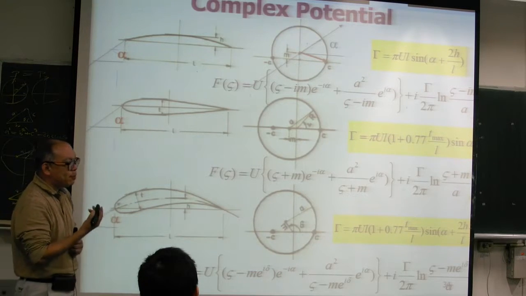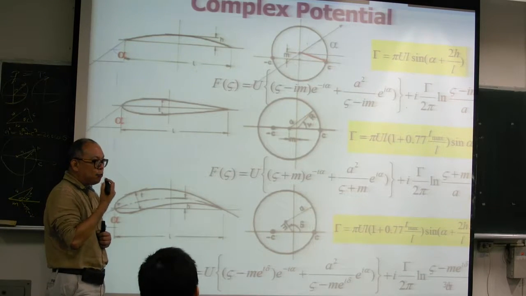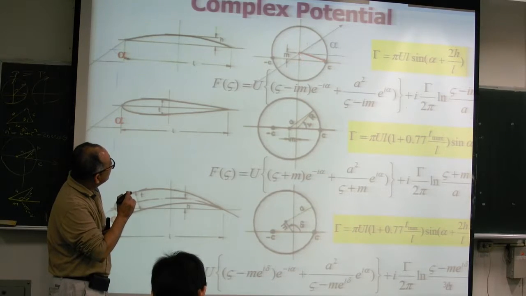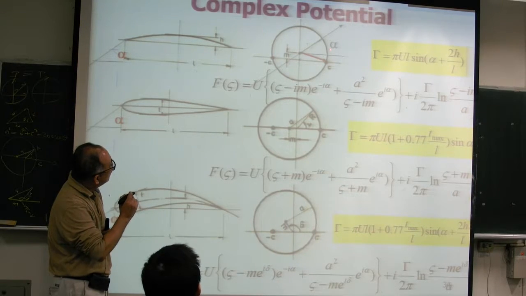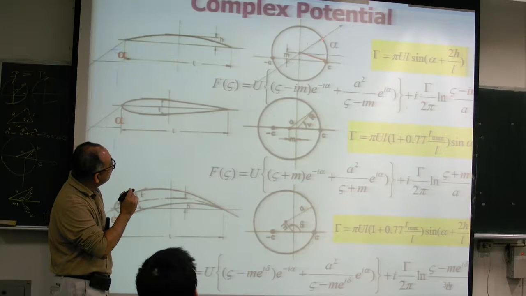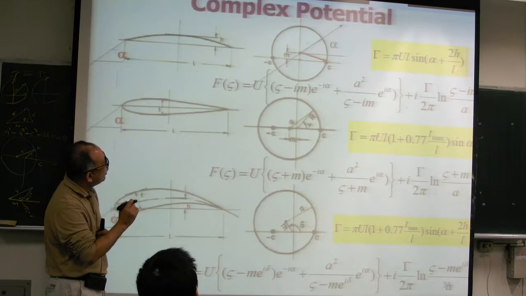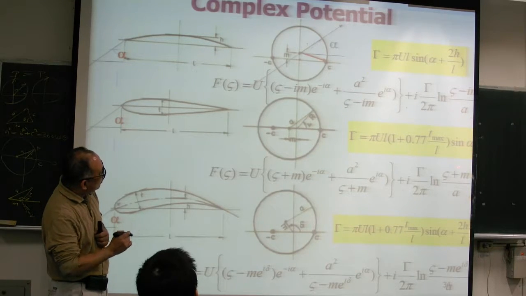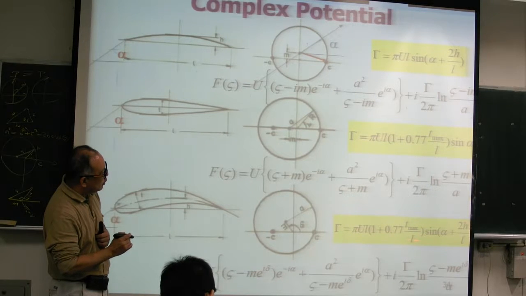Gamma has to satisfy what? The Kutta condition, right? So here the gamma changes a little bit. Alpha plus this angle gives you the gamma. In order to satisfy the Kutta condition, our stagnation point has to move. Instead of angle alpha, it has to be alpha plus this angle. This is the angle we have with the camber effect, right? And this didn't change. So here we only change the thickness.